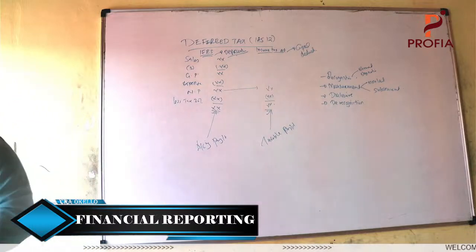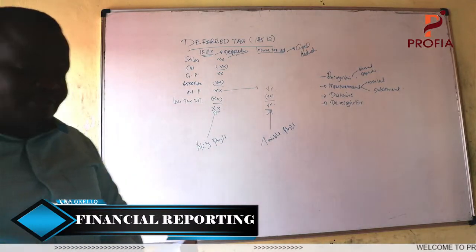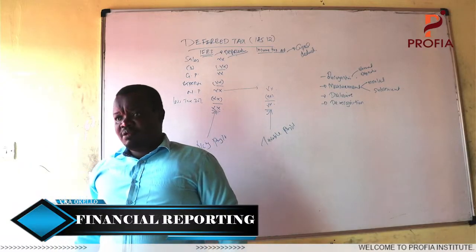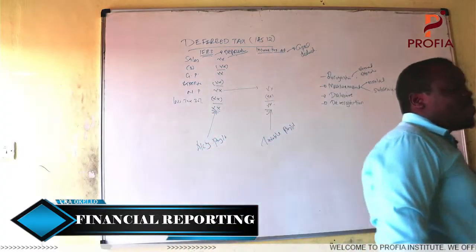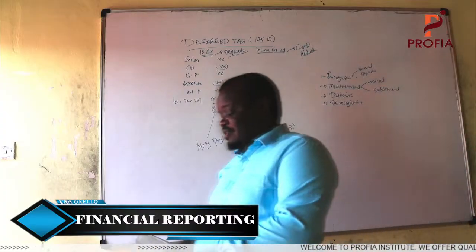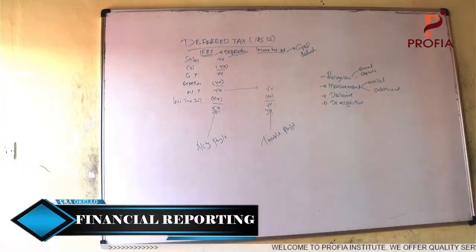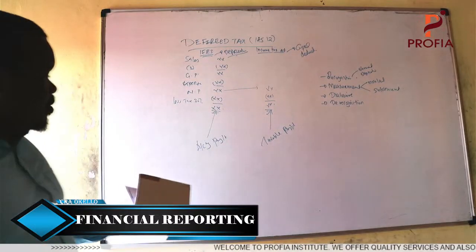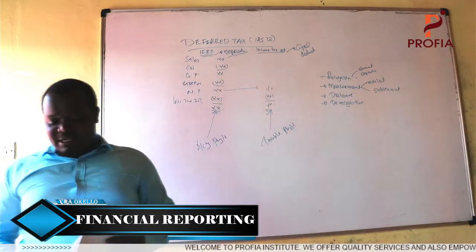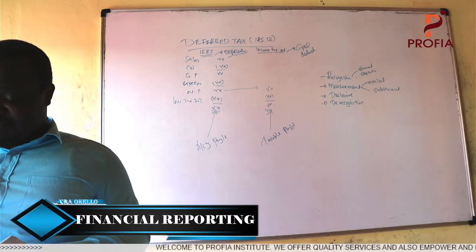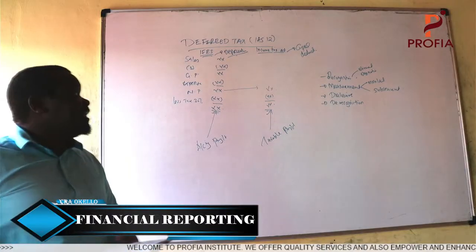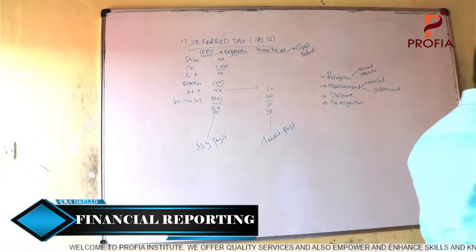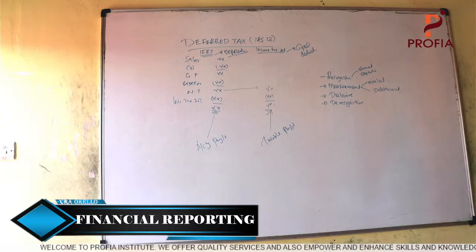We say income tax comprises of current tax and deferred tax. First write current tax. Current tax is tax on taxable profits.